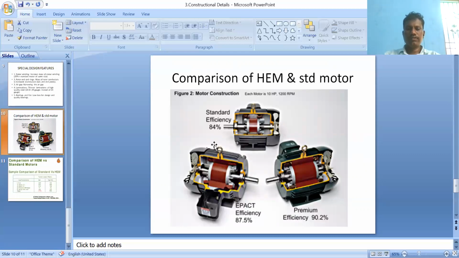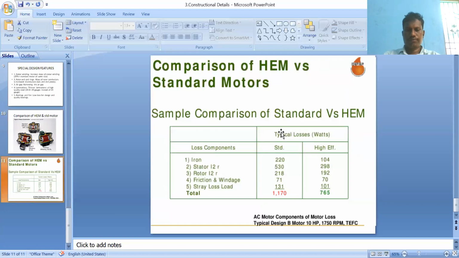This is the diagrammatic comparison of high efficiency motors and standard motors. Standard efficiency is 84%, high efficiency, that is EPACT, is 87.5%, and premium efficiency is 90.2%.